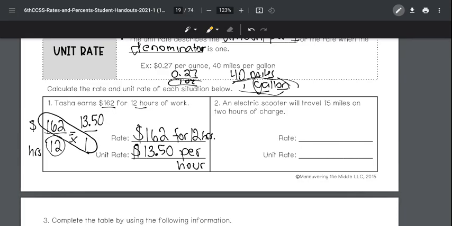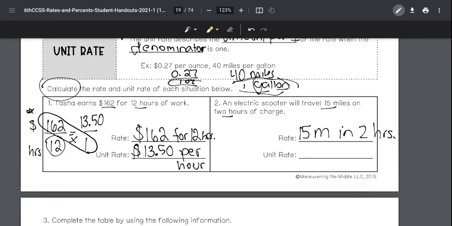Okay, so this is all new. We're using a calculator. We're multiplying and dividing. Cross multiplying and dividing. Okay. But not bad, not bad. All right, problem number 2. An electric scooter will travel 15 miles on 2 hours of charge. So our rate is our total distance for how much time we're talking about. So 15 miles in 2 hours. Okay, that's all we're writing down.